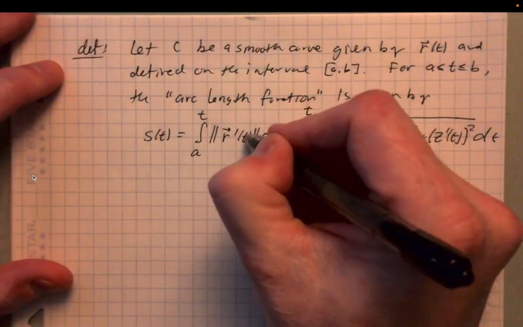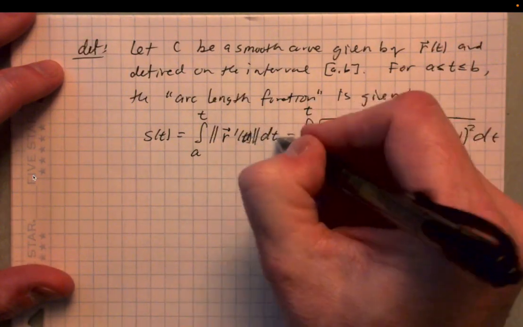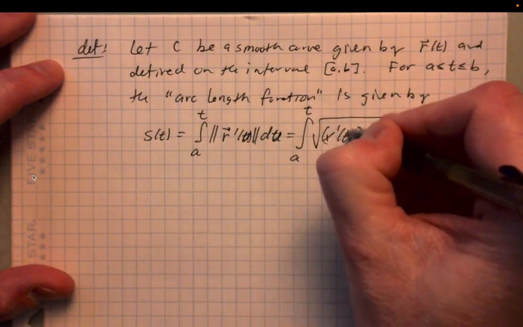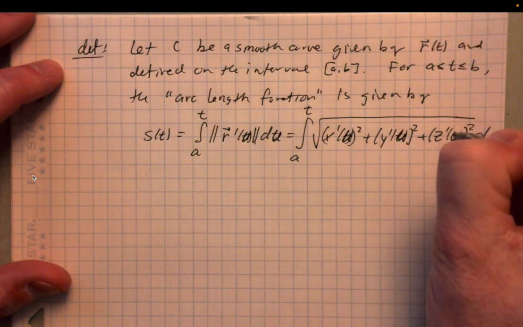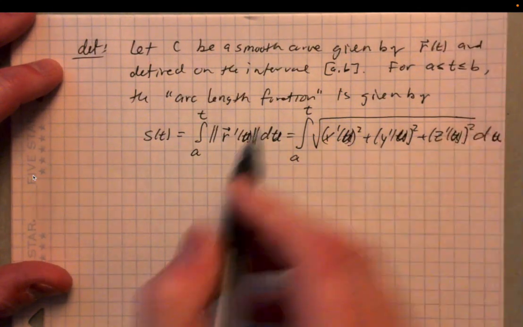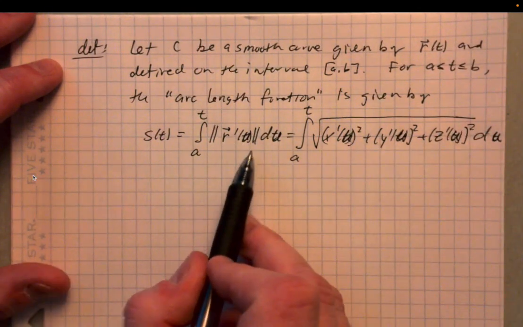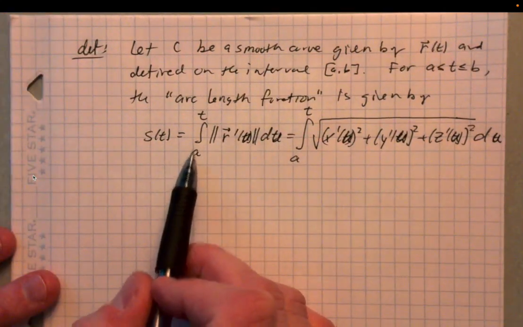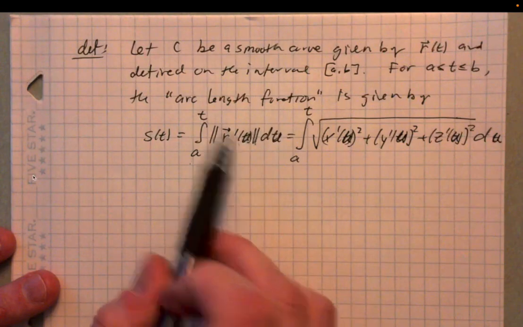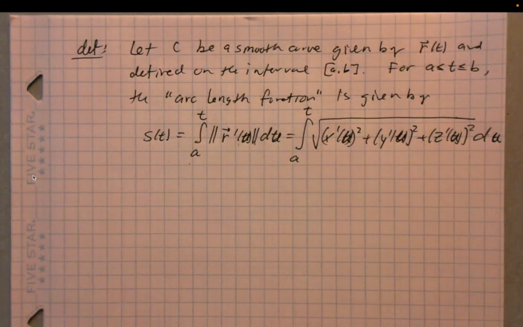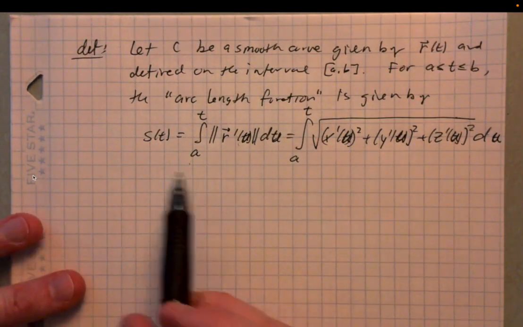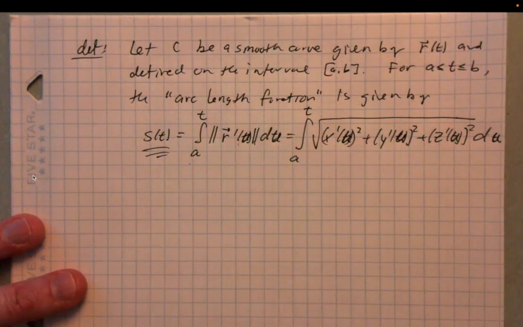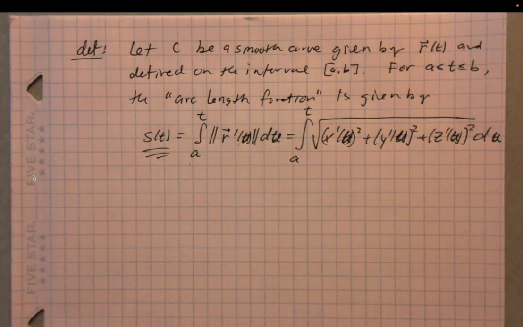Oh, I'm sorry, this needs a change of variable. That should be a u instead of a t. My bad, otherwise that gets really confusing. So this is du, so r prime of u du, because the integral is going from a up to t, so you can't have t be inside. That would be a little awkward. Okay, and so this right here is called the arc length function.